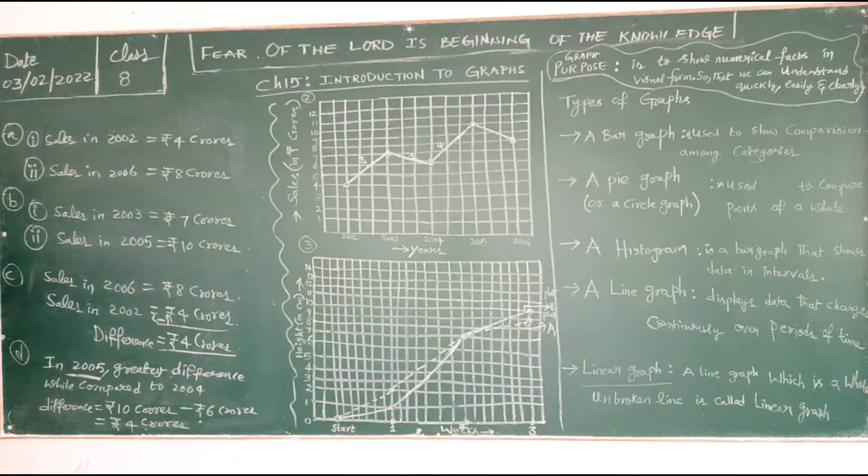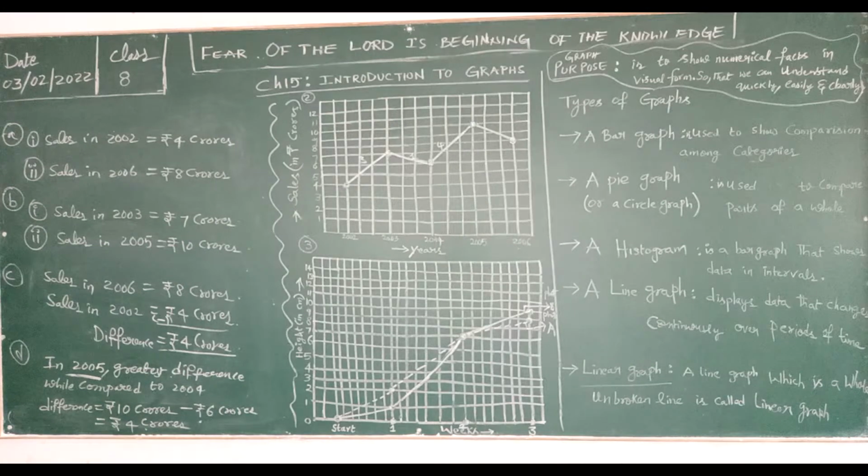Understood now? If you understood, just keep the thumb symbol, then only I can understand. Okay, so who has written? Let me check now. Shreya Solanki wrote 10 minus 6, 4 crores. And Namrata said 2005 is the greatest sales. And Dimple said 10 minus 6 is equal to 4. Okay, 4 crore. Very good.